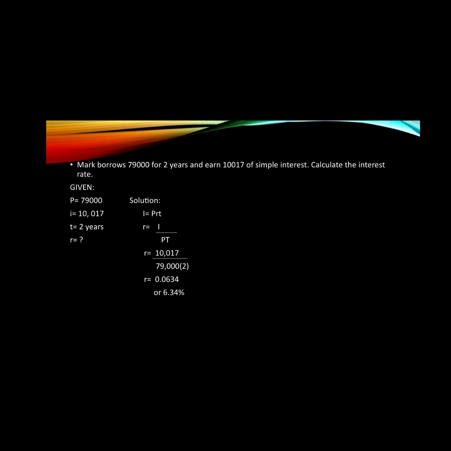So next, Mark borrowed 78,000 for 2 years and earned 10,017 pesos of simple interest. Calculate the interest rate. So this is the given and the solution is given also. So the total interest rate is 0.0634, or 6.34% interest rate in two years.